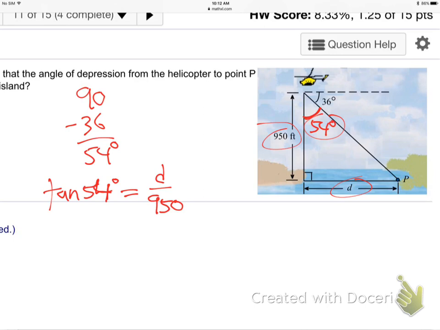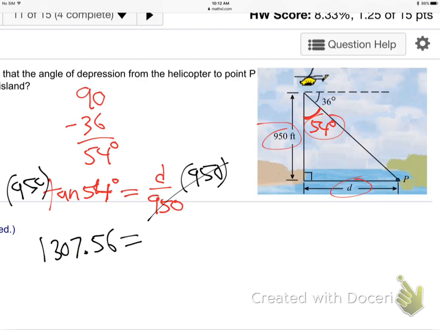So you know how to do it, right? Just multiply by 950 and you've got it. Multiply both sides by 950. So there we go. I'll calculate 950 times tangent 54. That's 1307.56. I don't know how far they want it rounded, but they probably just want 1308. 1308 feet is how far apart those two islands are.